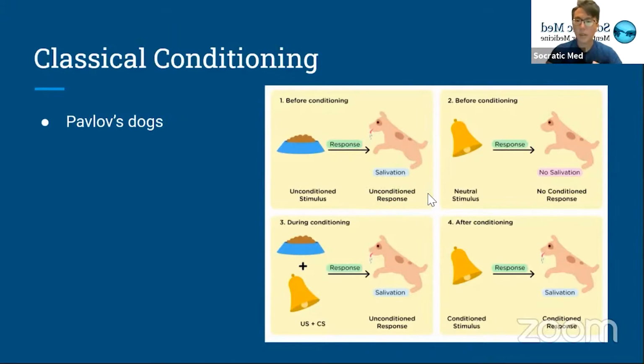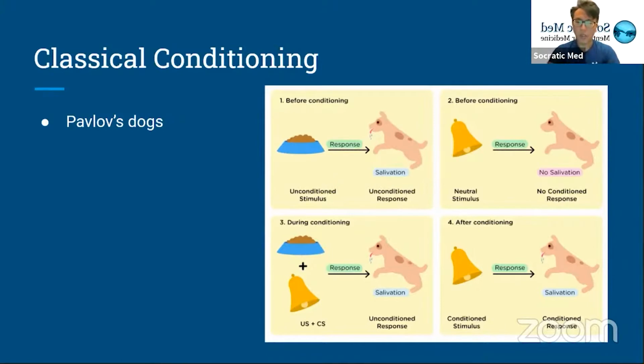In his experiment, he noticed that the neutral stimulus, which is the bell, caused no response. No salivation occurred, which is what you expect because normally a dog would not start salivating when you bring a bell in front of it. So the neutral stimulus caused no conditioned response. But during the conditioning, whenever he presented food to the dog, he also rang a bell. So when he gave the food to the dog, he also rang the bell.